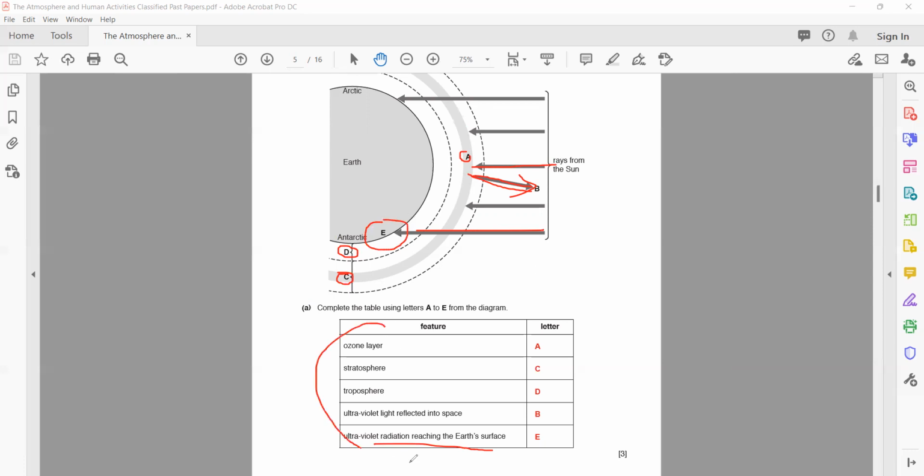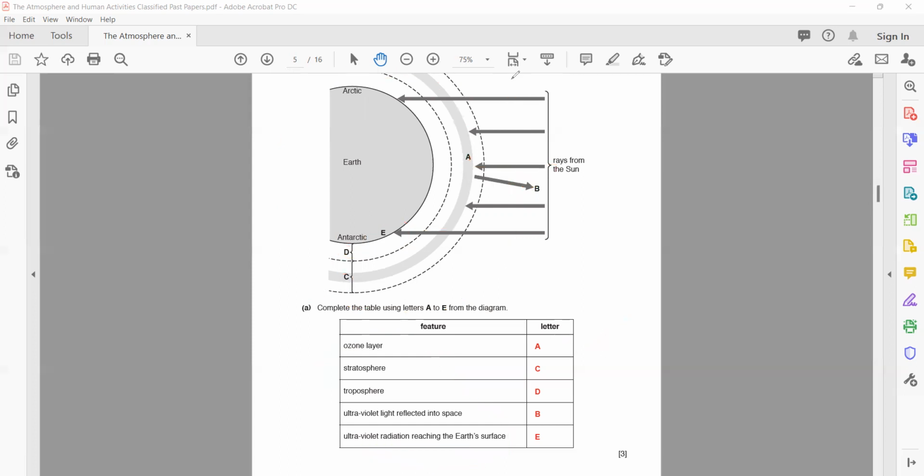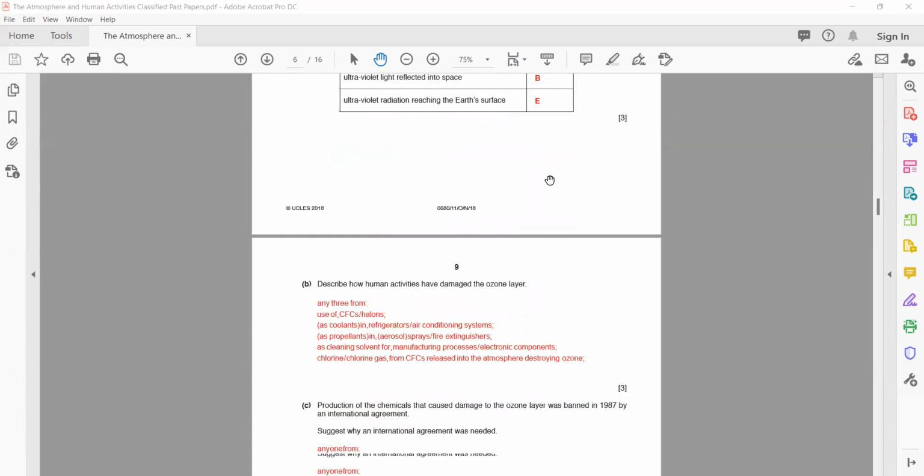So this will already be given to you, and you have to just label it with the correct letter. For this, you have to practice the atmospheric layers and atmospheric categories. That is really important. You should know all of it. In the last class we discussed this, and you should know that. Go through the notes and revise them.